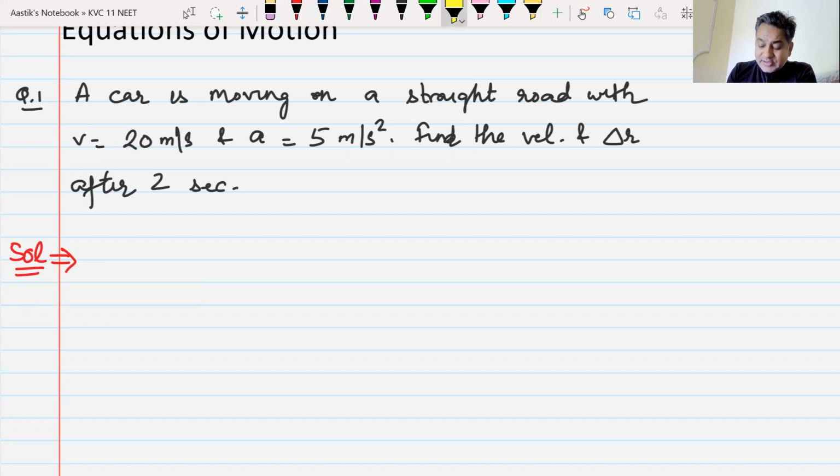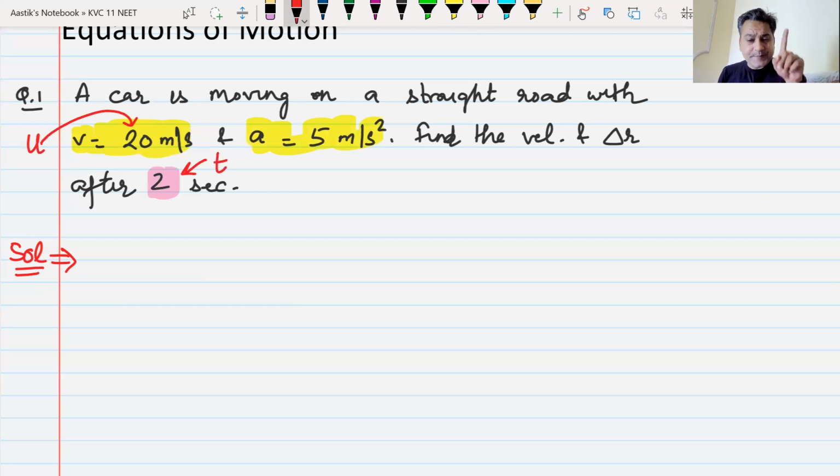Okay, let us see what all things are given. This 20 meter per second is your initial velocity u, yes or no? Since I have written it as v, that v does not mean the final velocity, that v means velocity. So this u, 20 meter per second, is the initial velocity. This a is your acceleration. Then this 2 seconds is your time. So basically you are given initial velocity, acceleration and time, and you are supposed to find out the final velocity.